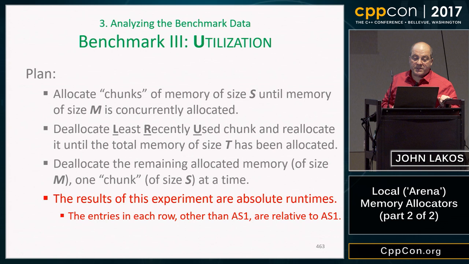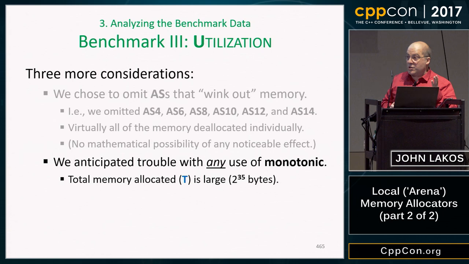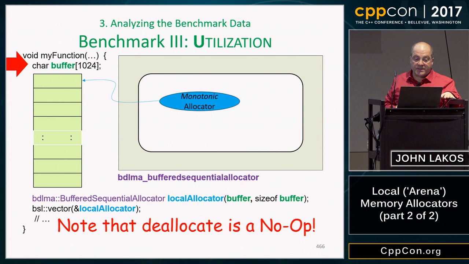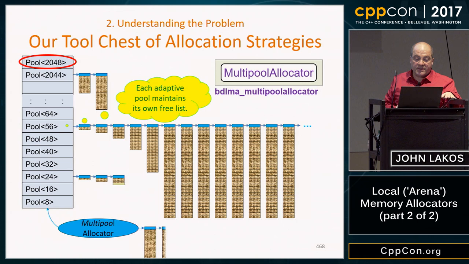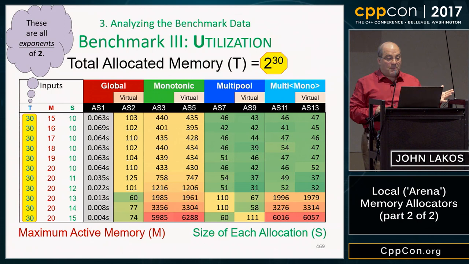And the result is in absolute runtimes, and the entries in each row are relative to the first one. So we're not going to do any winking out because there's no advantage to winking out. And remember that this is our buffered sequential allocator, and this is our multi-pool allocator. Remember this guy. And anything that's oversized is going to go straight through. Okay, and then these are all powers of 2.